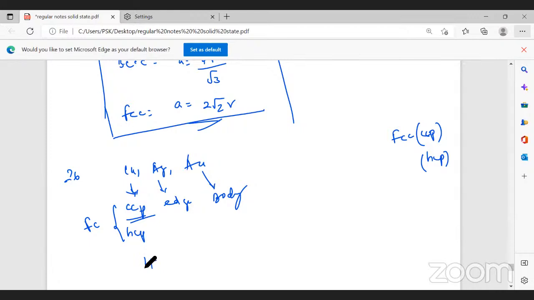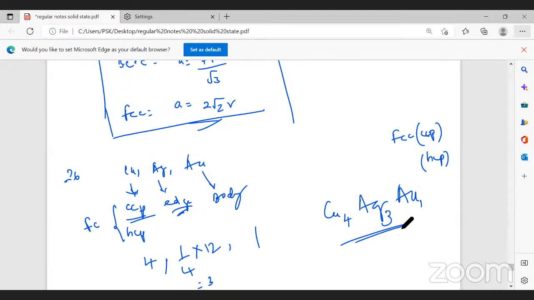The number of copper atoms per unit cell in the face-centered lattice is 4. Silver atoms are present at the edge. Each cube has 12 edges. We didn't speak about the edge-centered atoms, but I told you the contribution of edge-centered atoms is 1/4, and each cube has 12 edges, so that will be 3. And body-centered, we know it is 1. So it will be Cu4, Ag3, and Au1. This will be the formula of the alloy.